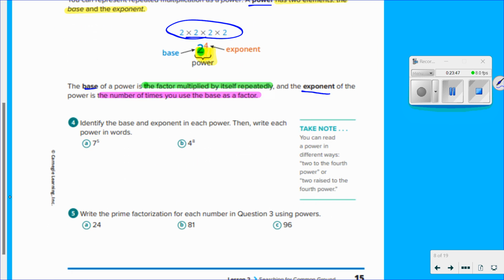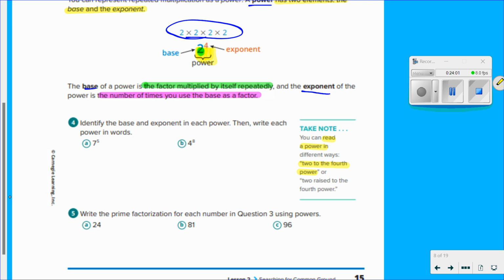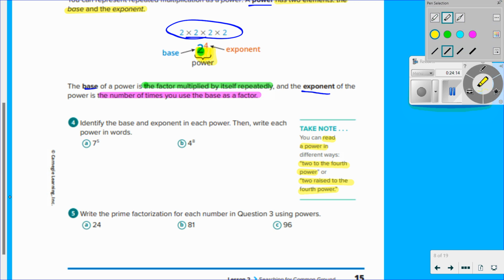Okay. So, that being said, we have a little hint over here. So, hopefully you still have your highlighters out. You can read a power in different ways. A common way, we say 2 to the 4th power. So we say what the base is, and then we say what the power is. Or you can say 2 raised to the 4th power, or 2 to the power of 4. I mean, literally, there's a lot of different ways you can say that.